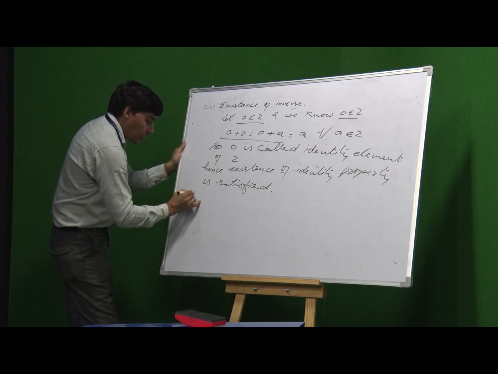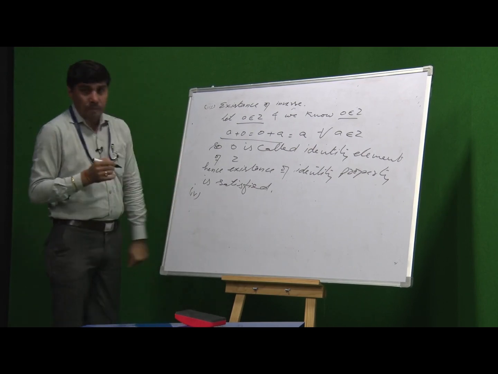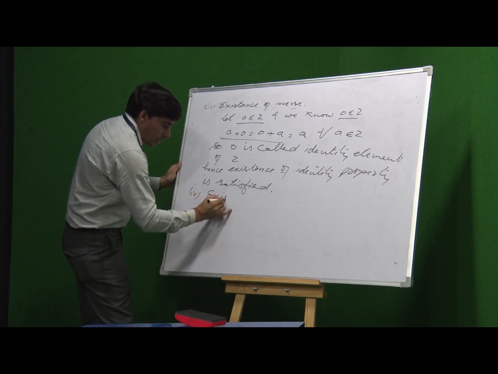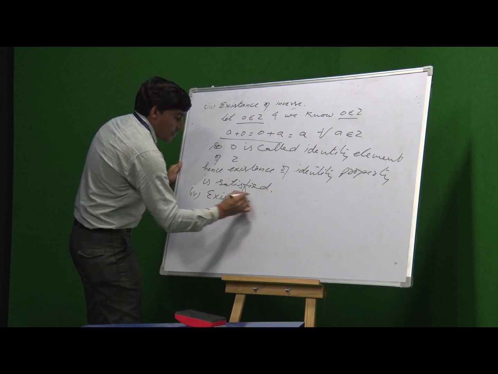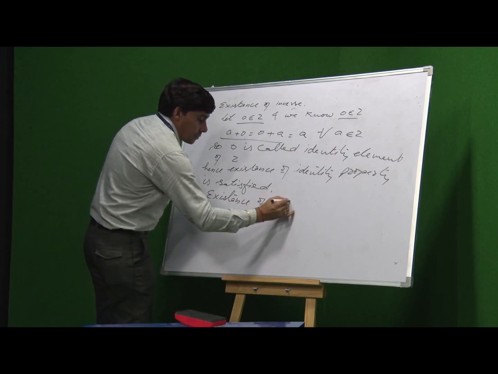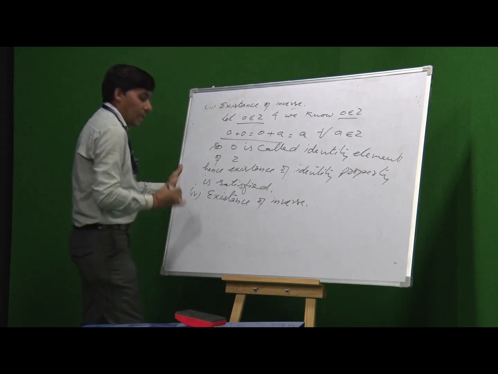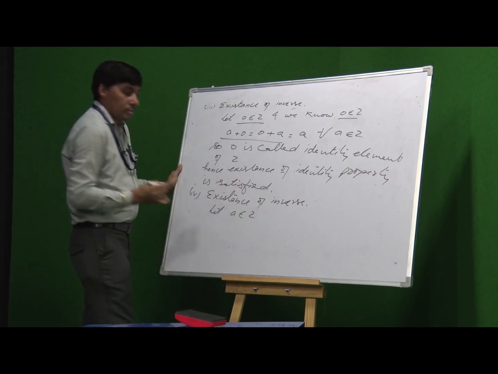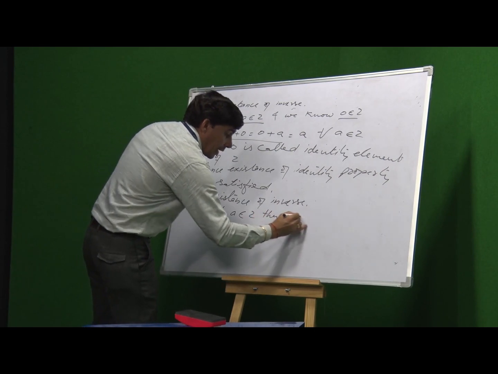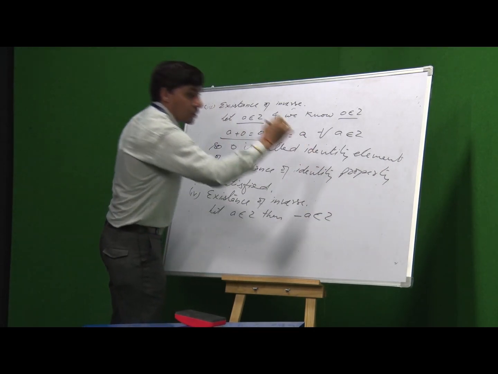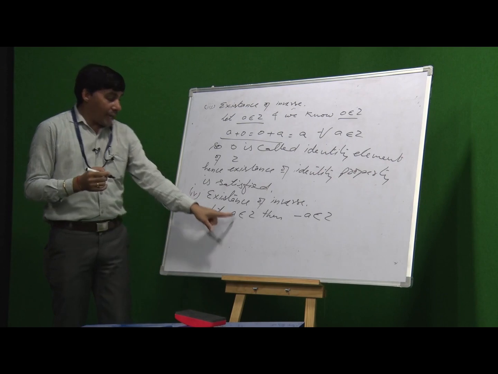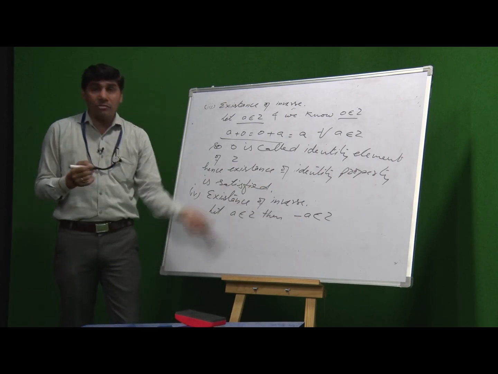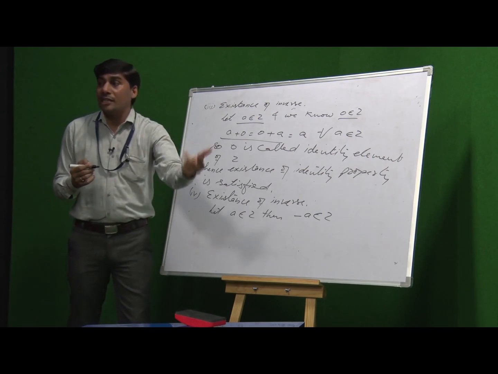Next, the fourth one, the last one, existence of inverse. Let A belong to Z, then minus A must belong to Z. If A is positive, then minus A is the negative one. If A is negative, then minus A is positive.